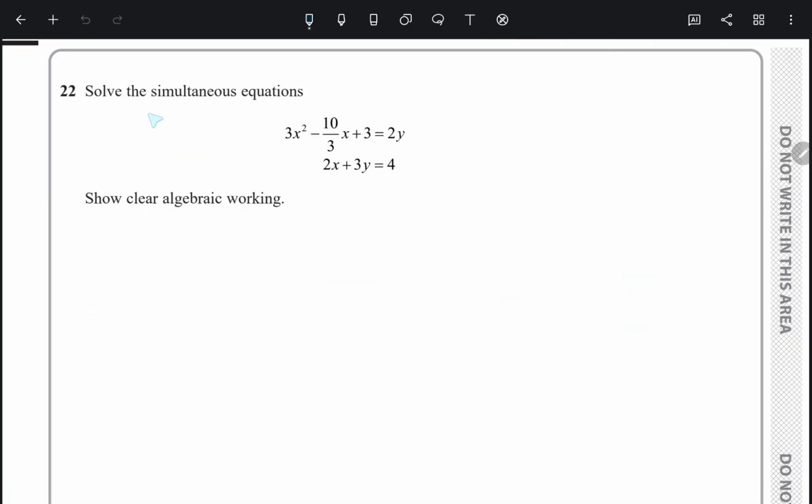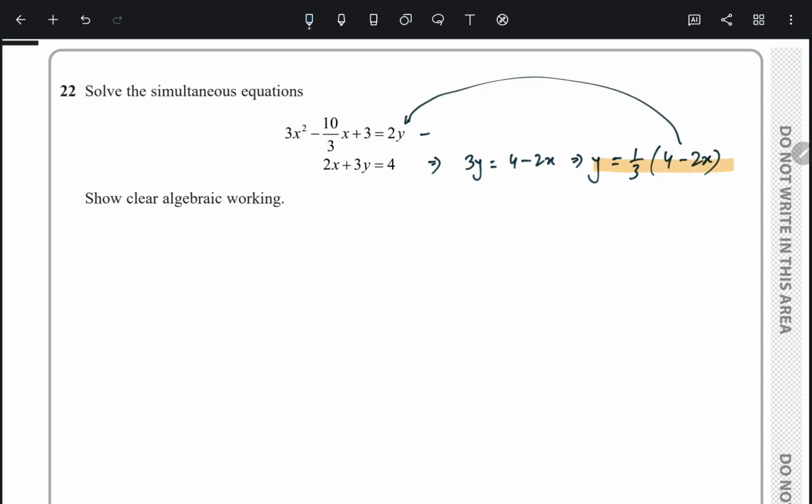Question 22. Solve the simultaneous equations, this and this, and show clear algebraic working. So we want to make y the subject and then insert this y here. So y is going to be 1 by 3 times 4 minus 2x. Now insert this value of y here. So 3x squared minus 10 by 3x plus 3 equals 2 into 1 by 3, 4 minus 2x.